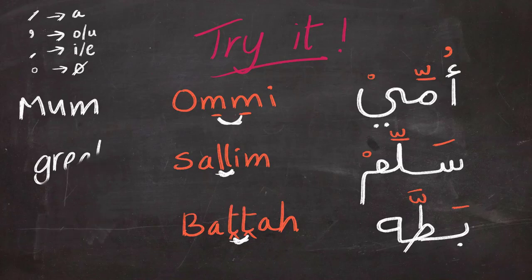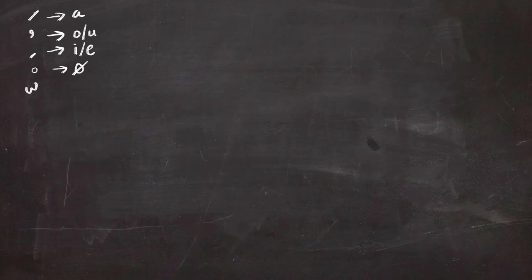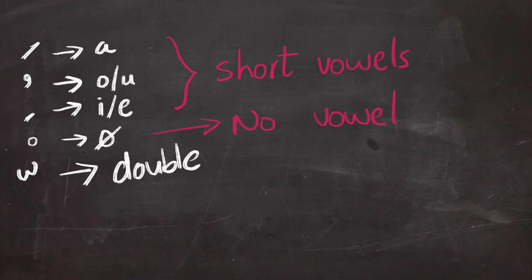So today we learned the symbol of Shaddah, which means doubling the letter. Again, the first three symbols are the short vowels, the perfect circle is no vowel, and the symbol that looks like W is two times a letter.